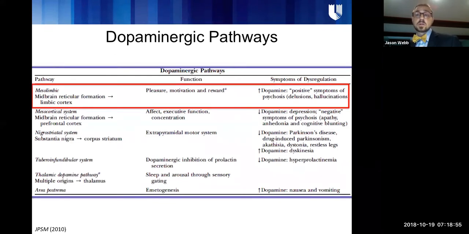And this is where our pleasure and reward centers are, why we like chocolate, why we like pizza, why we like watching television or playing video games. But it's also the area of the brain where things like schizophrenia or other psychotic illnesses occur, and where we think delirium plays into these dopaminergic pathways.